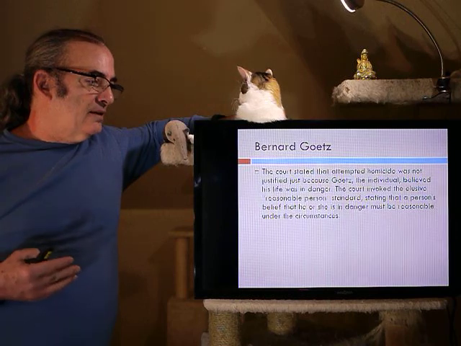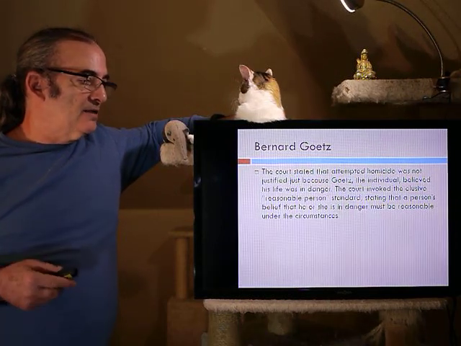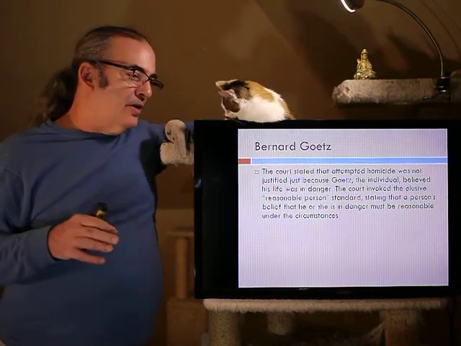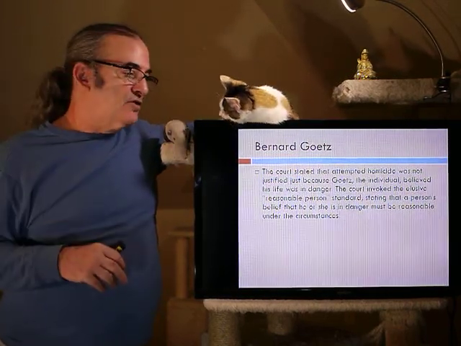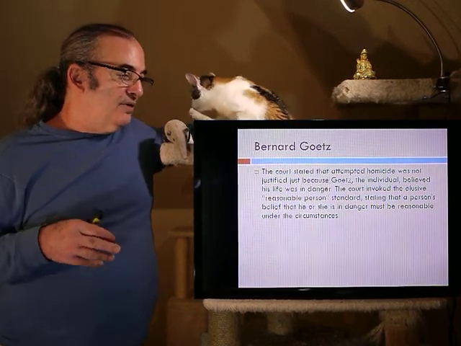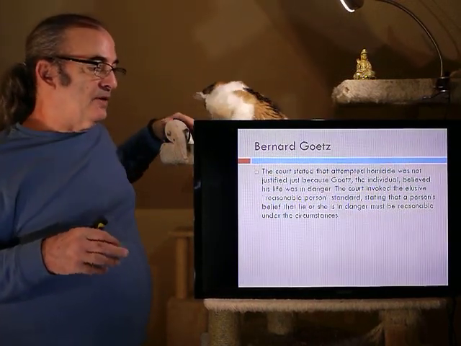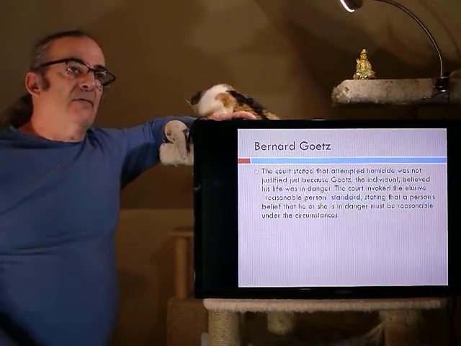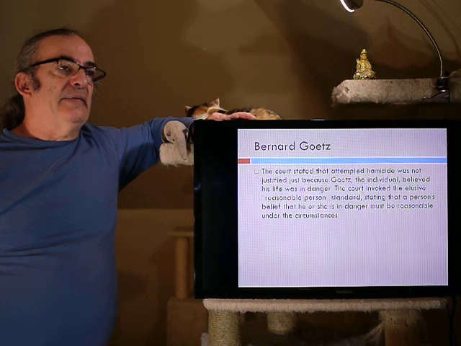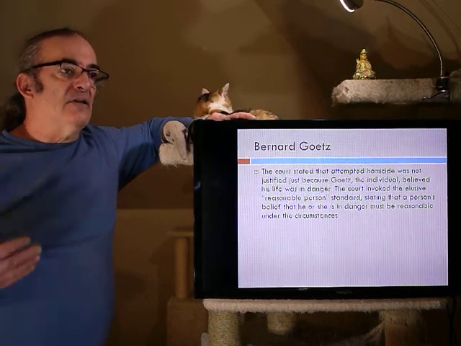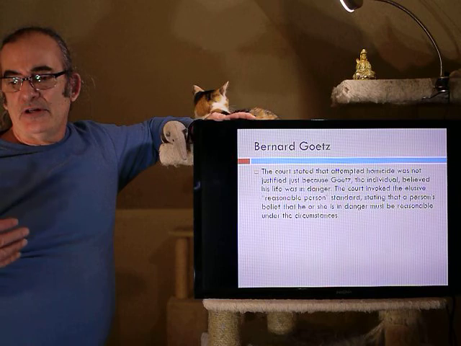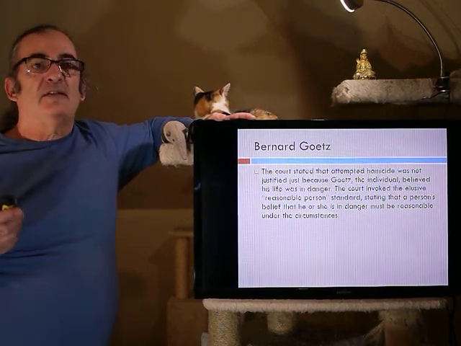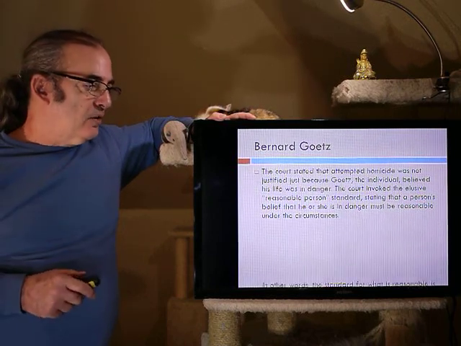The court stated that attempted homicide was not justified merely because Goetz, the individual, had believed his life was in danger. So the court invoked the elusive reasonable person standard, stating that a person's belief that he or she is in danger must be reasonable under the circumstances. So the idea was, hey, I'm on the subway, these guys are threatening me, and I felt I was in imminent danger of physical injury or death, and that's why I produced my gun and started shooting. That's the defense of the use of deadly force, right?